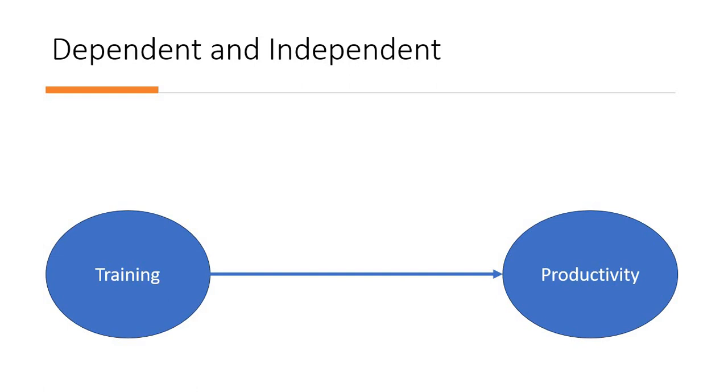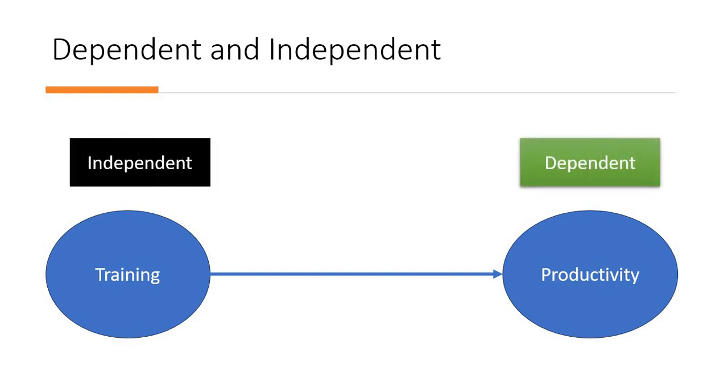So, training in this case is affecting productivity. Productivity is not affecting training. So productivity is being influenced by training and training is influencing productivity. So we can say that training is our independent variable. This is the variable which is independent in the sense that it is not being influenced by the other variable, whereas productivity is the dependent variable which is being influenced by the independent variable. So this is the simplest of the relationships.